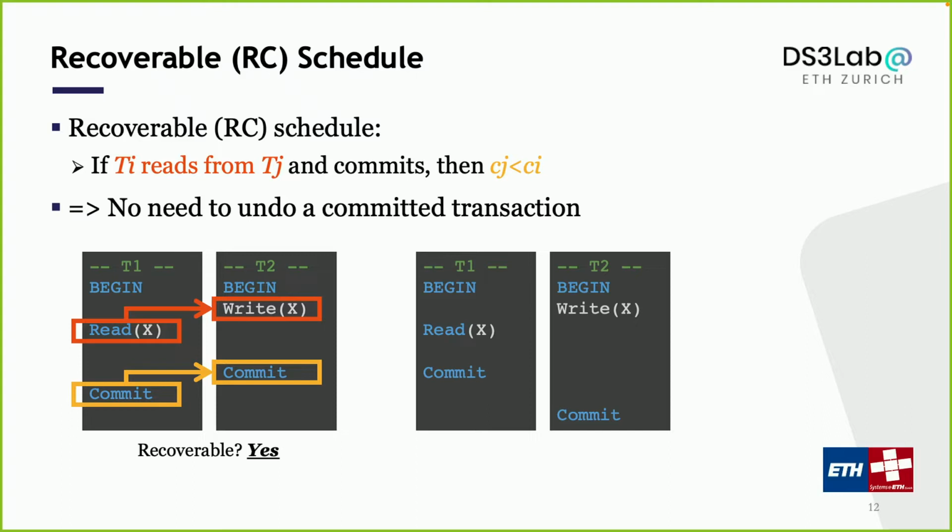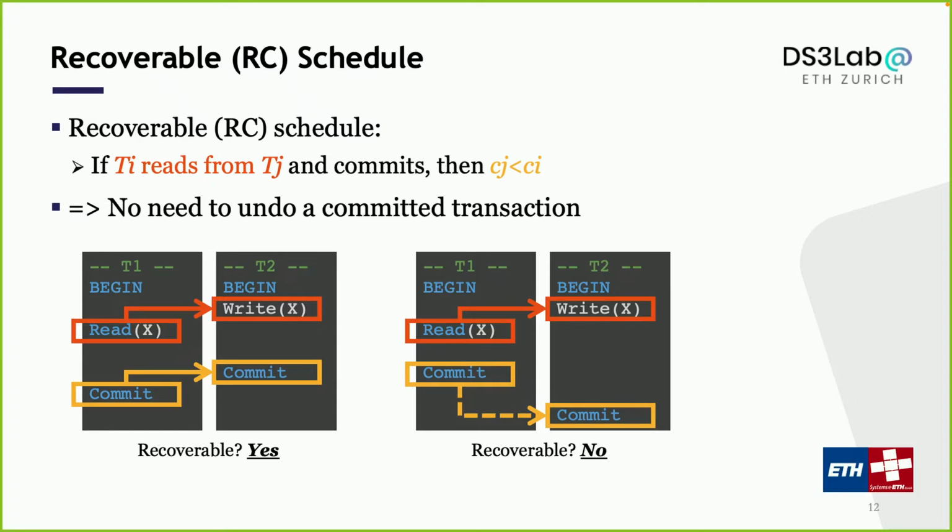If you look at the schedule on the right-hand side, is this recoverable? Well, clearly it's not. So here you have this pair: T1 reads from T2, but on the other hand, T2 commits after T1. You do not have this parallel structure. And here it's not recoverable.